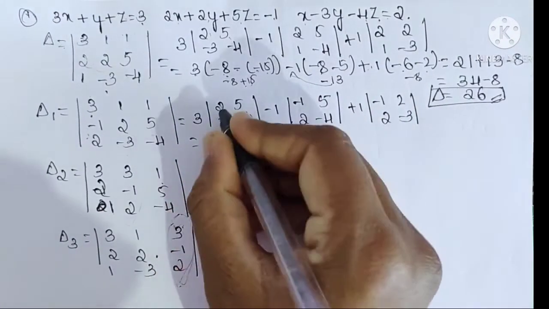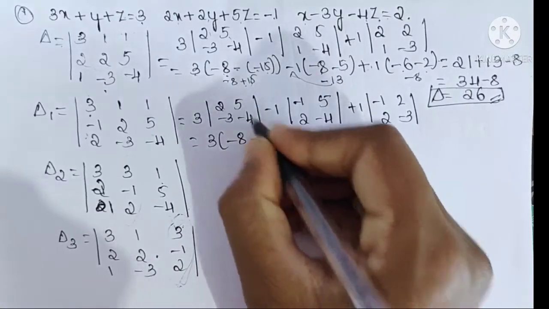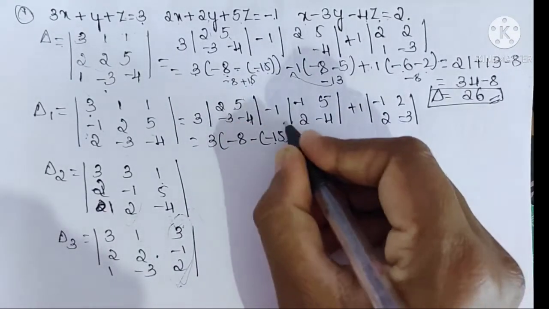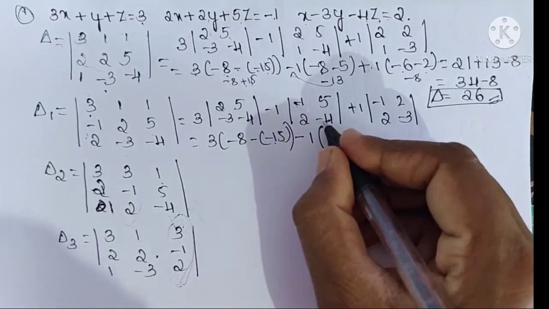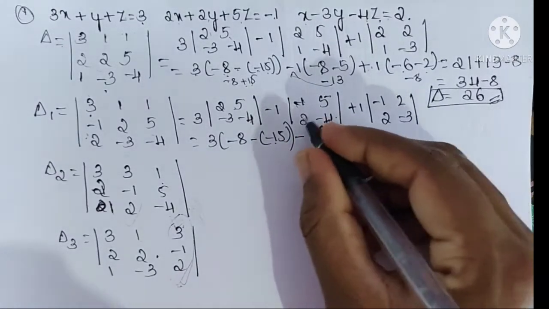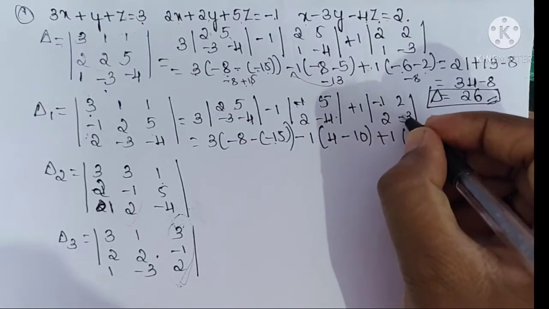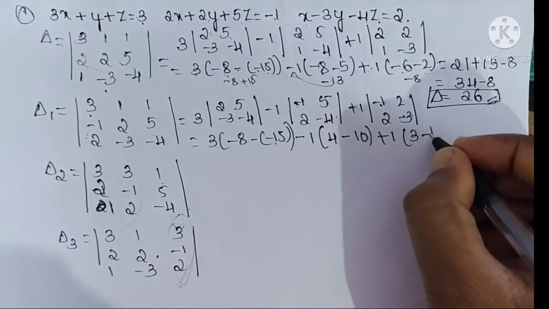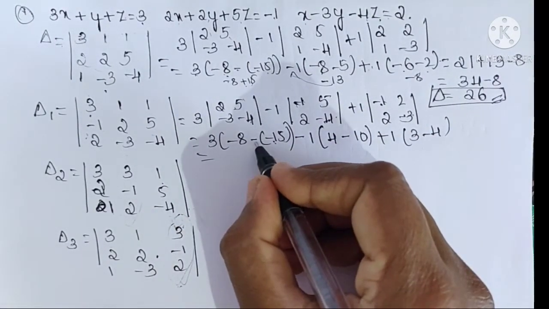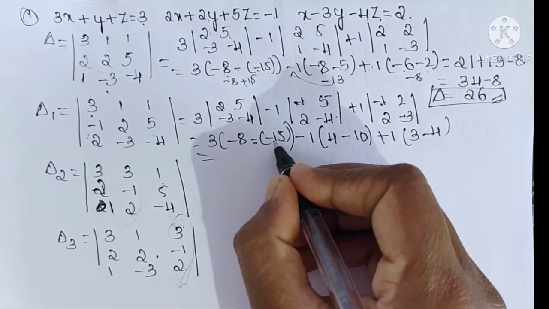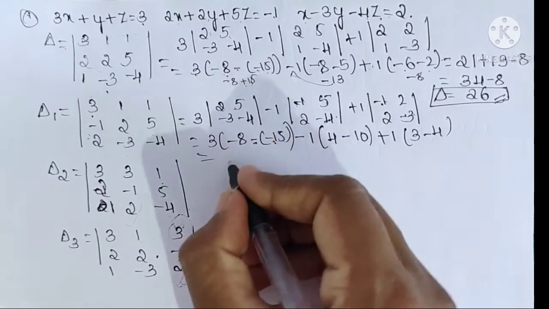Simplification: 3 into 2 into minus 4 is minus 8, minus of minus 3 into 5 is minus 15. Minus 1 into minus 1 into minus 4 is plus 4, minus into minus is plus, 1 fours are 4, minus 2 fives are 10. Plus 1 into minus into minus is plus, 1 three is 3, minus 2 twos are 4. Minus 8 minus 15, minus into minus 15 is plus 15, plus 15 minus 8 is 7, 7 threes are 21.